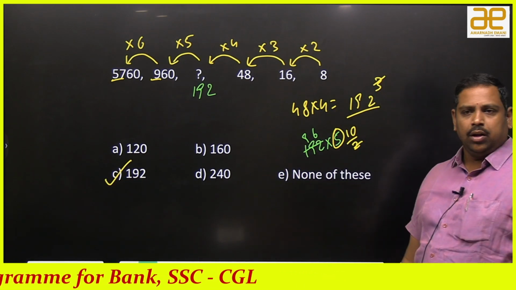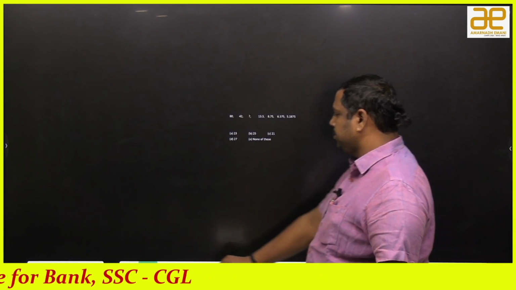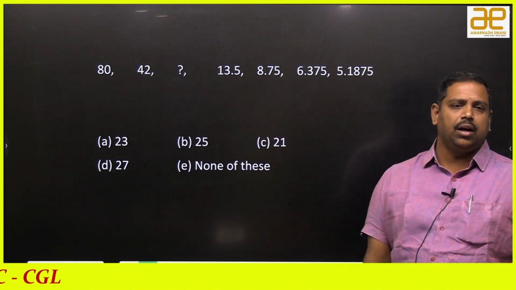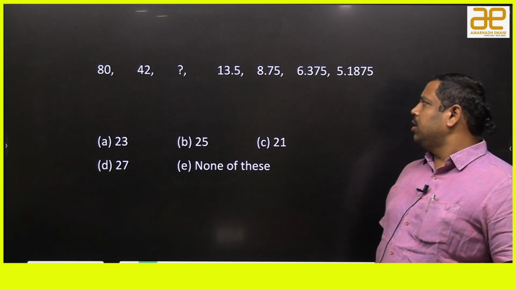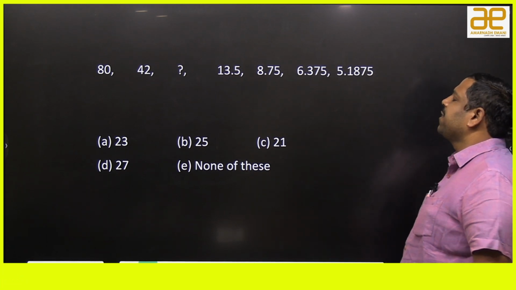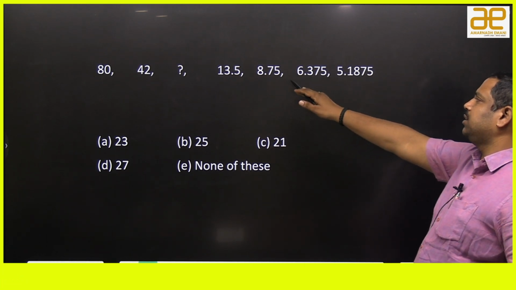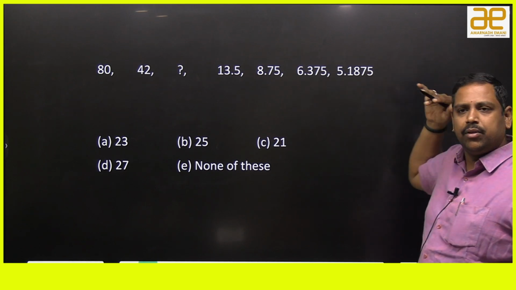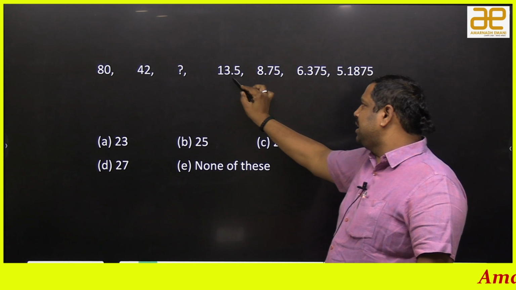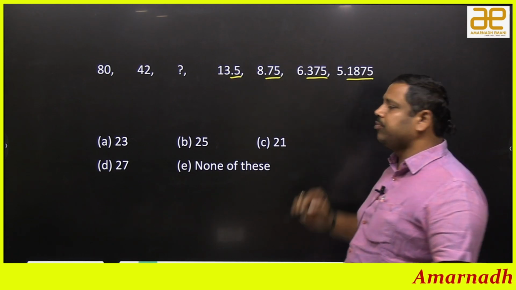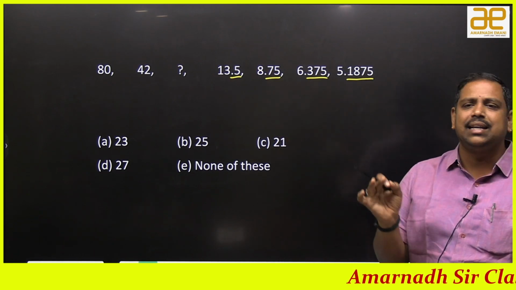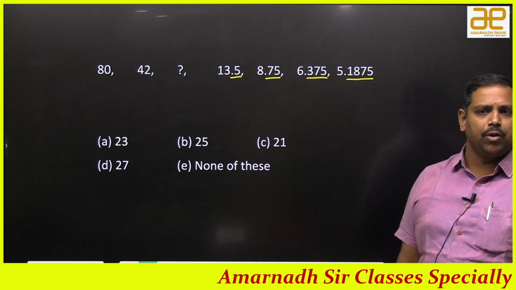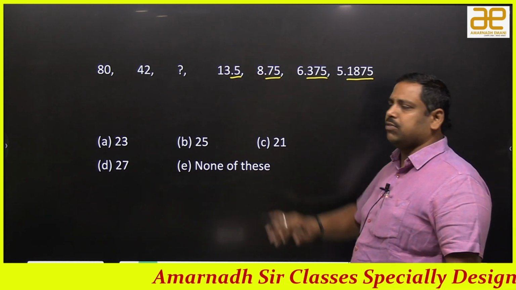Clear? Right, let's go for the next beautiful question. First observe the numbers so that I'll give you one hint point, so that you can do it easily. In the given numbers: 80, 42, question mark, 13.5, 8.75, 6.375, 5.1875. So I can say definitely one thing, that the decimals are getting increased, yes or no? If the decimals are increasing, damn sure there will be division. Division will be there. So that is the hint for this question.